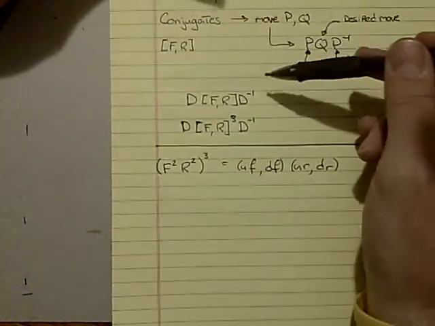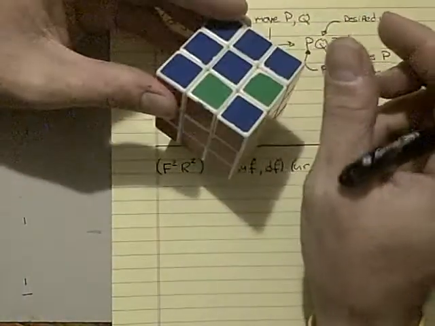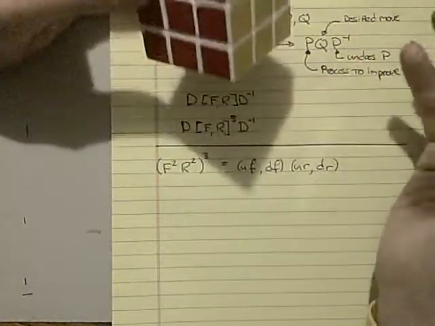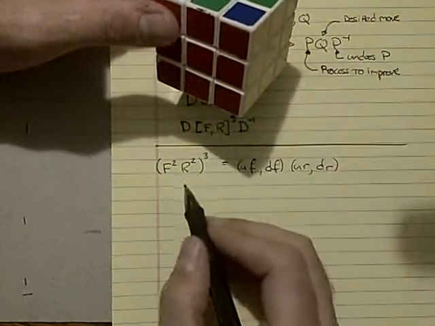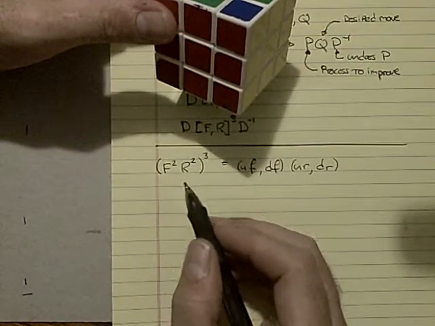But again, just like the Z commutator, this might not be desirable. You may not want this kind of motion. You may want something confined to a layer. Maybe not. It depends on what you're doing. So how could we improve this move to affect only one layer?